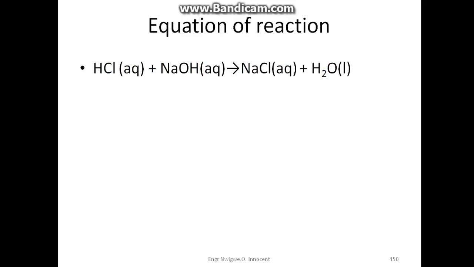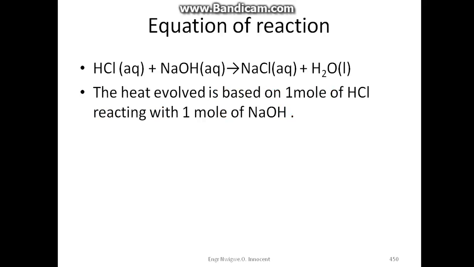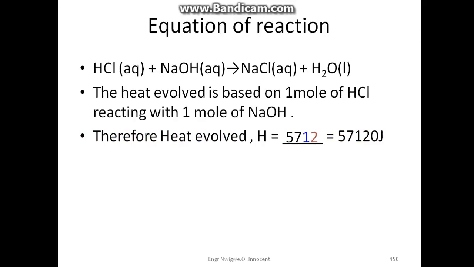Equation of reaction. Hydrogen chloride aqueous plus sodium hydroxide aqueous to give sodium chloride aqueous plus H2O liquid. The heat evolved is based on 1 mole of hydrogen chloride reacting with 1 mole of sodium hydroxide. Therefore, heat evolved H is equal to 5,712 over 0.1 to give 57,120 joule or 57.12 kilojoules.